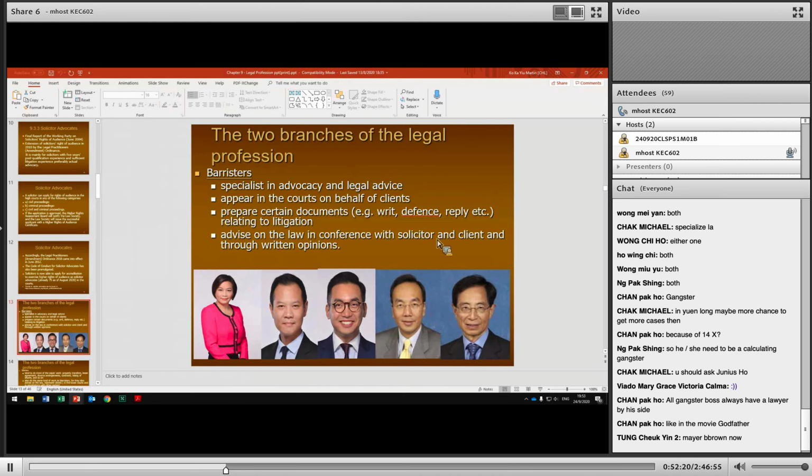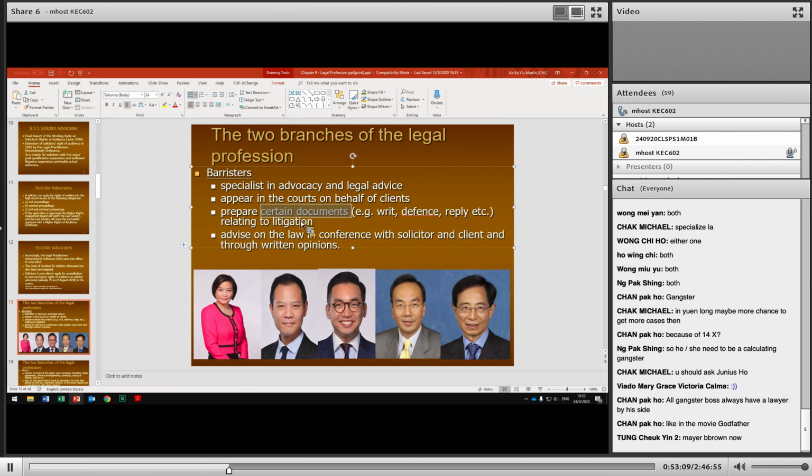And also, we have to examine the two different branches of the legal profession. Barristers are specialists in advocacy and also legal advice. So usually the major work is of course court work. And sometimes they will also prepare some legal documents relating to litigation, for example writ, defense, reply, etc. Legally speaking, those documents can be prepared by a solicitor. There's no need to retain a barrister to prepare them. But barristers are usually more skillful and more experienced, so many law firms will also ask a retained barrister to prepare those documents.